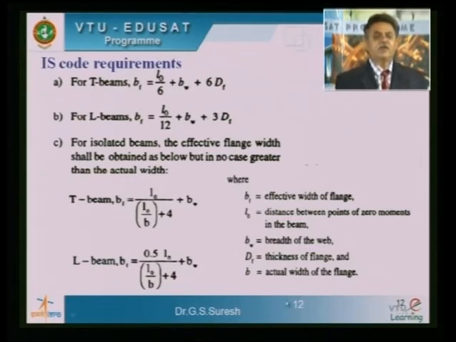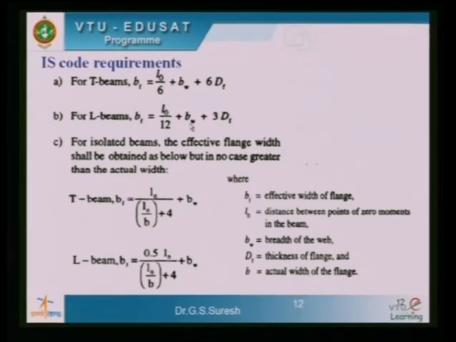The code gives the following formulas for calculating the flange width. L0 is the distance between the zero points of the bending moment, I will explain shortly on the board, L0 by 6 plus BW, the width of the web, plus 6 times the depth of the flange. For L beam it is L0 by 12 plus BW plus 3 times DF. So, let us look at the board how we calculate L0.